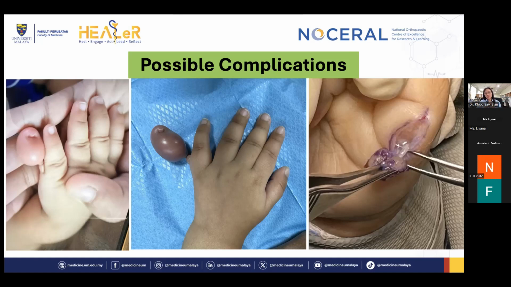The nubbin is important to deal with, not only because it's not pleasant looking, but also because it is usually associated with a nerve end that can cause a neuroma.